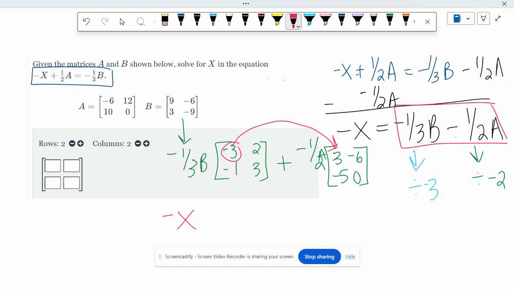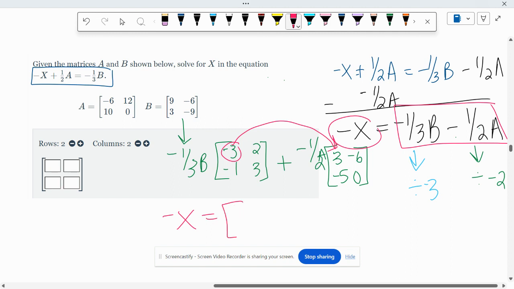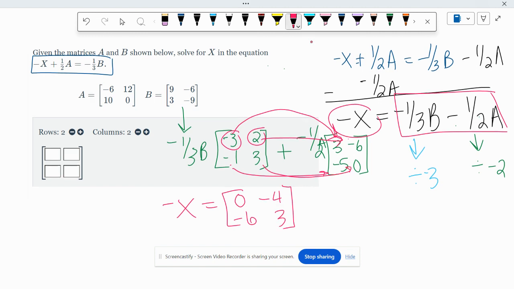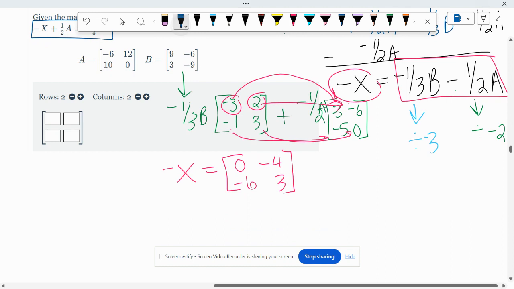This equals negative x. So negative x is going to be, well, negative 3 plus 3 is 0. 2 plus a negative 6 is negative 4. Negative 1 plus a negative 5 is negative 6. And 3 plus 0 is 3. So negative x, or the opposite of x, equals the matrix 0, negative 4, negative 6, 3.